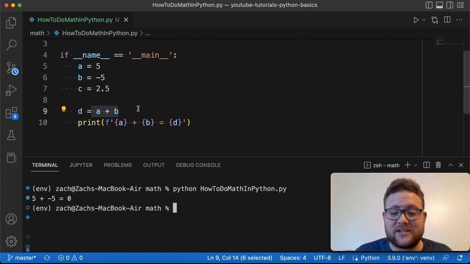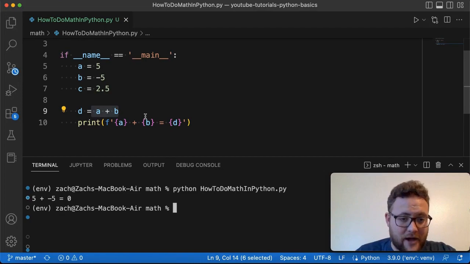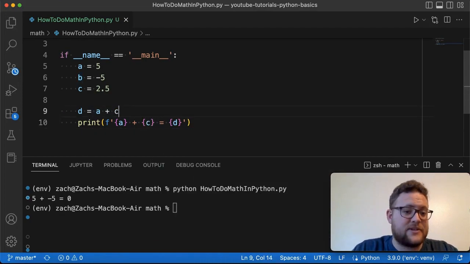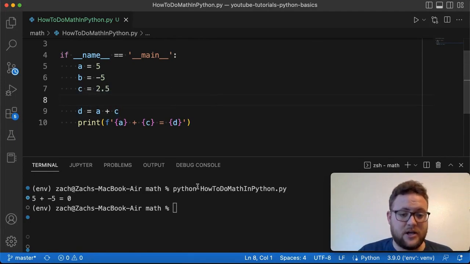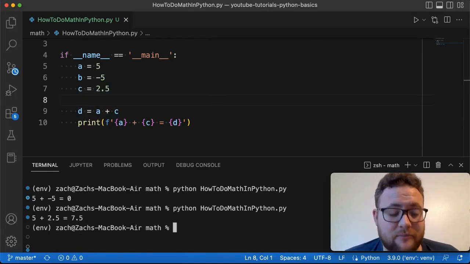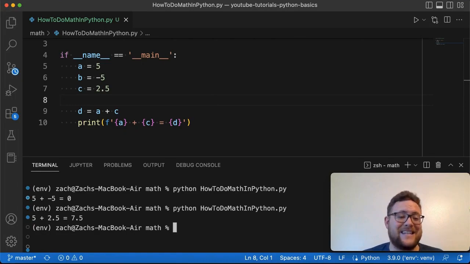I could also do this with floats. How does that apply to float values? I can say a plus c, change that, and then this is going to say 5 plus 2.5 is equal to d, which, just like in elementary school, should be 7.5. So that's how you do addition in Python.